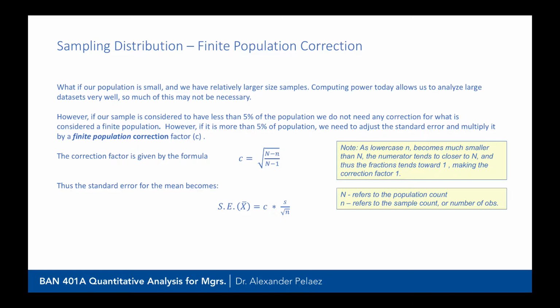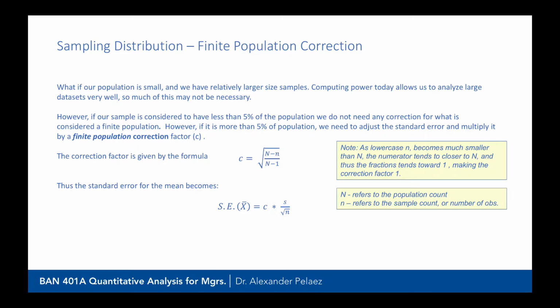So much of this may not be necessary for some of the analysis. But going back to the example, let's assume that there is a very small population with a rare disease. Now, if our sample is considered to have less than 5% of the population, we don't need to do any correction for what is known as a finite population.